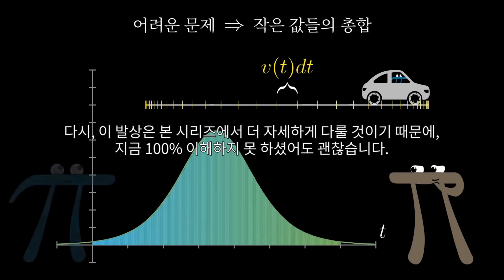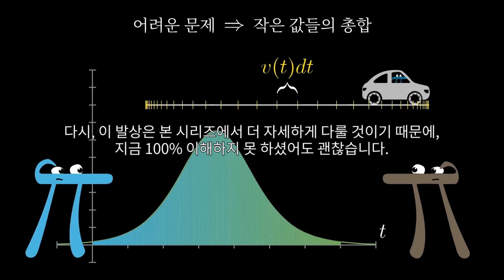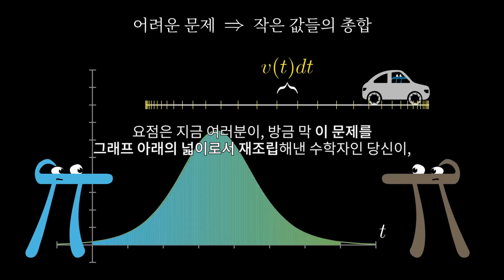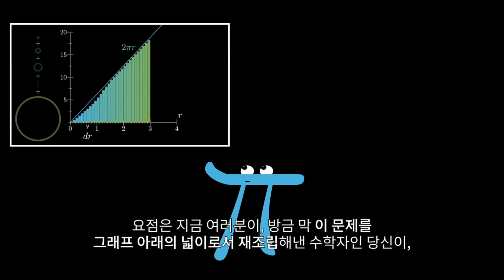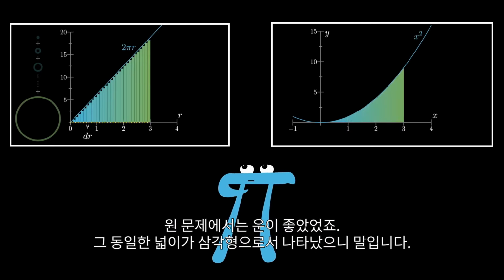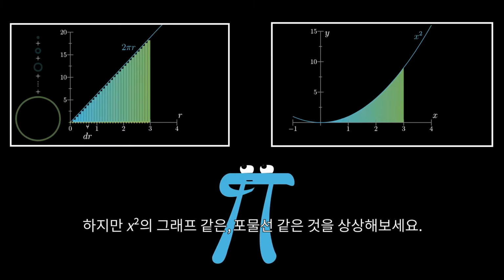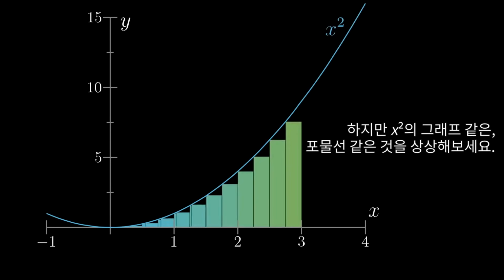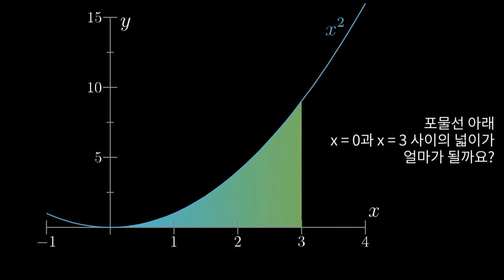Again, this is an idea we'll see in more detail later in the series, so don't worry if it's not 100% clear right now. The point now is that you, as the mathematician having just solved a problem by reframing it as the area under a graph, might start thinking about how to find the areas under other graphs. I mean, we were lucky in the circle problem that the relevant area turned out to be a triangle, but imagine instead something like a parabola, the graph of x squared. What's the area underneath that curve, say between the values of x equals 0 and x equals 3?